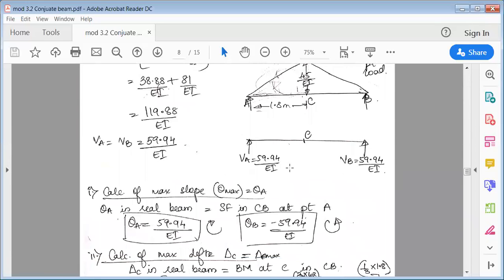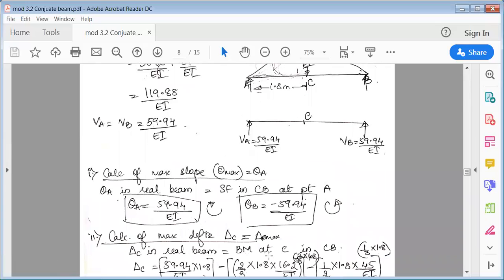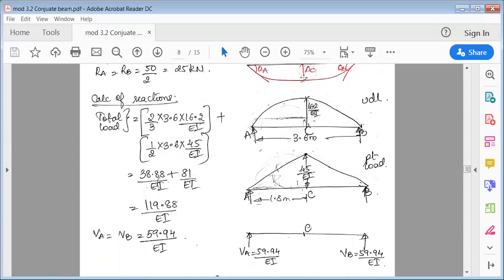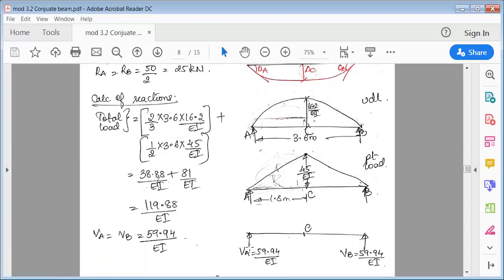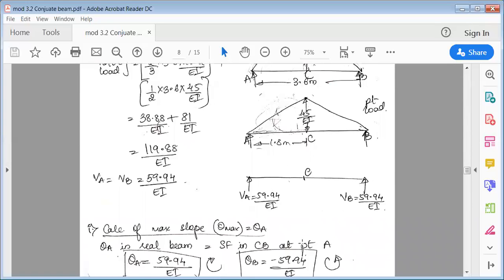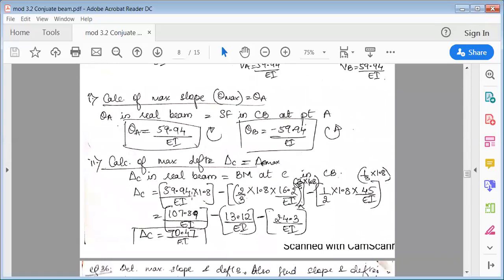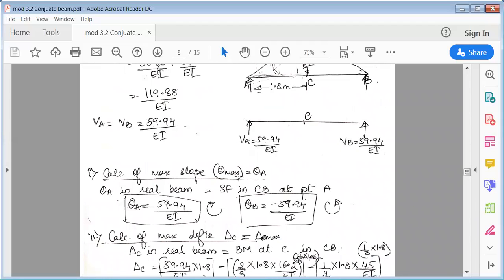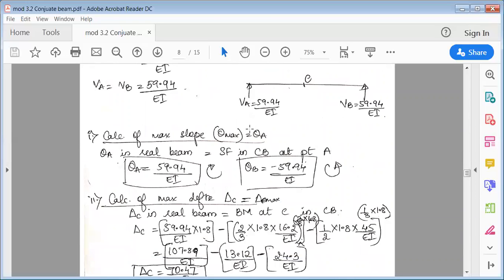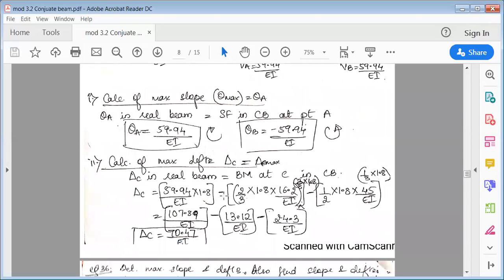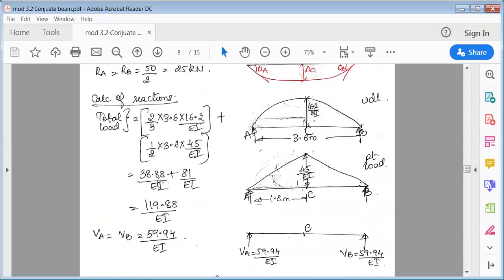Okay, so let's start with this. So delta c in real beam is equal to bending moment at C in conjugate beam. Okay, so now delta c. Delta c is equal to, okay, check to the left side first. VA into its perpendicular distance. So perpendicular distance is 1.8. So it is 59.94 into 1.8. Now check this out. This is going clockwise. Because it's going clockwise, it is positive. So I've written positive.